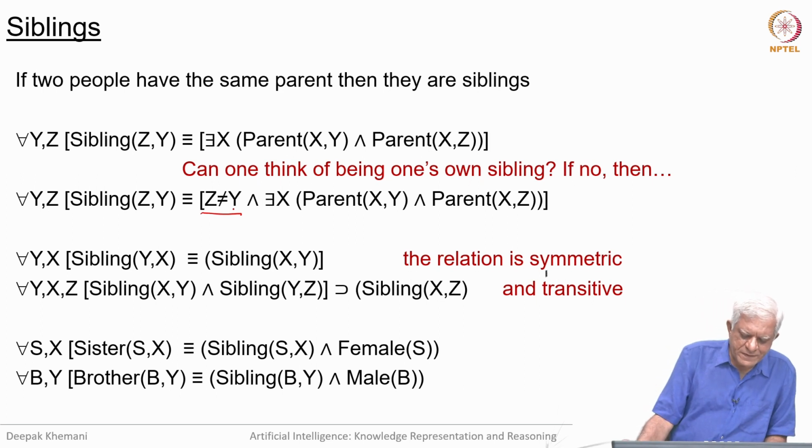We can define sisters and brothers. A sister is a sibling who is a female and a brother is a sibling who is a male essentially.